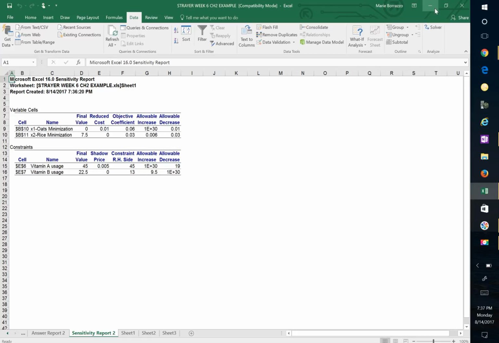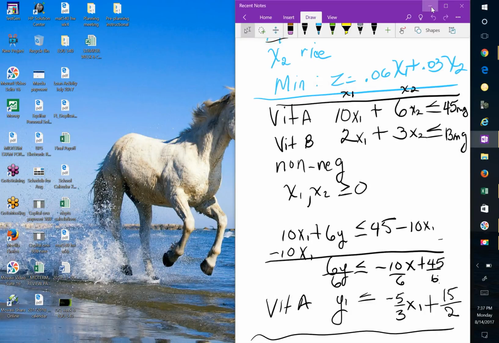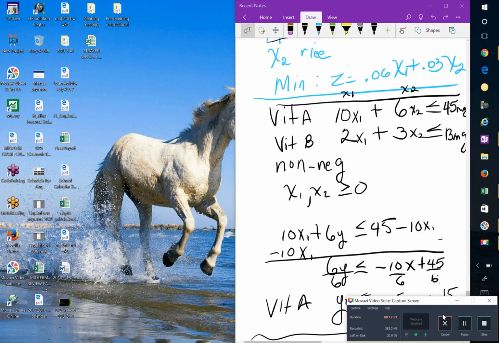So this is what you're doing this week. You're playing with these different functions and determining what is your optimal value. So best of luck. I will be giving you more examples as the week progresses.